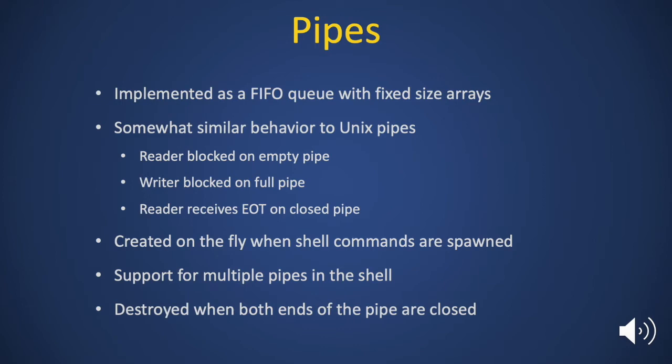The pipes are created on the fly when the shell commands are spawned and the pipe character is detected on the command line. This allows the operating system to support multiple pipes between multiple commands. And finally, pipes are destroyed when the processes at both ends of the pipe are killed.